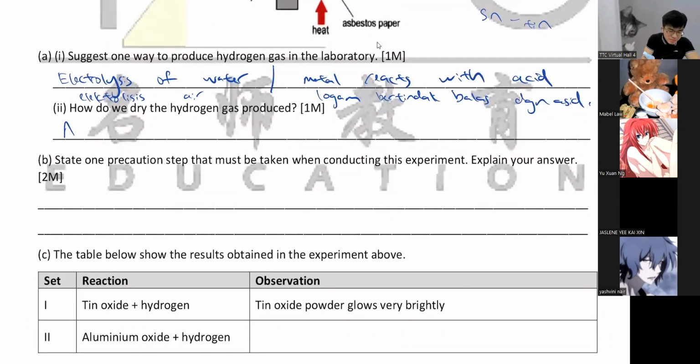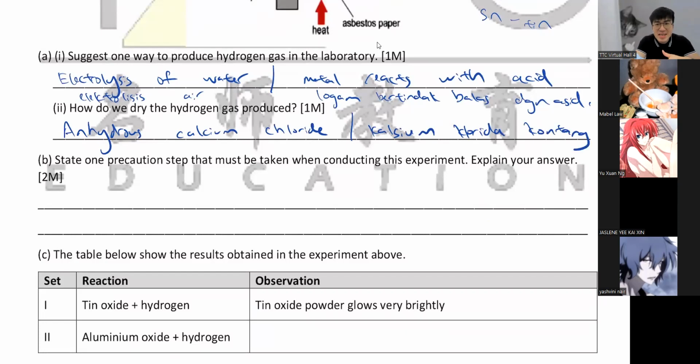So you can use something called anhydrous calcium chloride. In BM, this is called calcium chloride kontak. You know what this is? I told you this before already. This is the silica gel. When you buy new shoes, there's a pack inside that says do not eat. That's the calcium chloride. It helps you absorb water, absorb moisture.